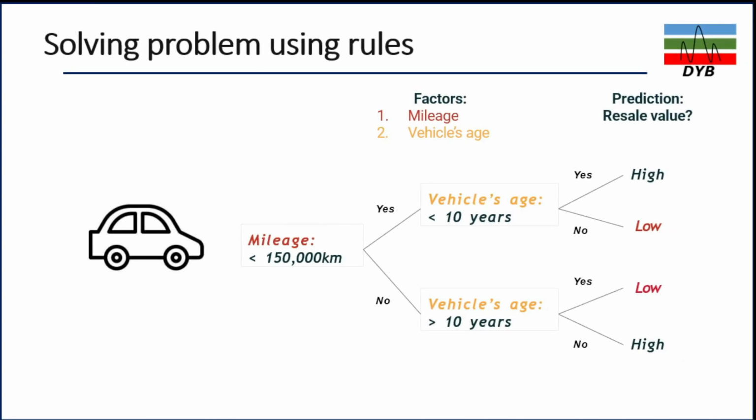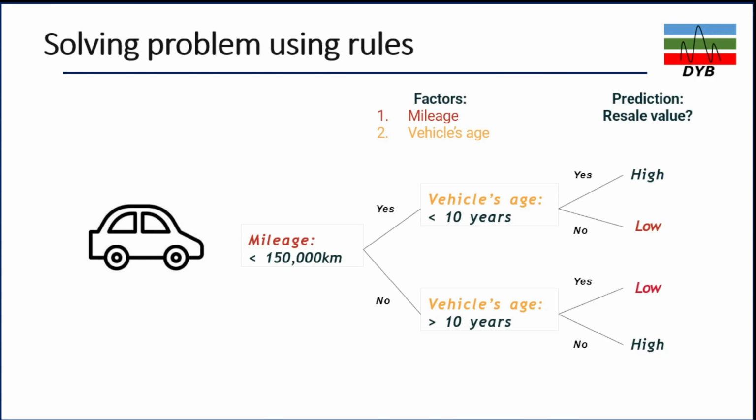Now we are going to solve a problem using machine learning. The prediction is that we have to find out the resale value. What are the two factors? One factor is the mileage, and another factor is the vehicle age. Let's say you're going to the market and you want to buy a car, your target is the mileage and the vehicle age, and you are going to predict the resale value.